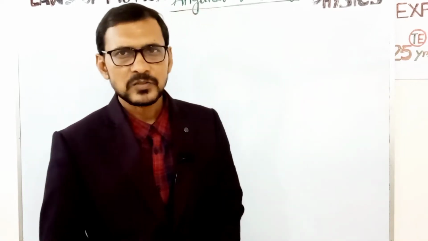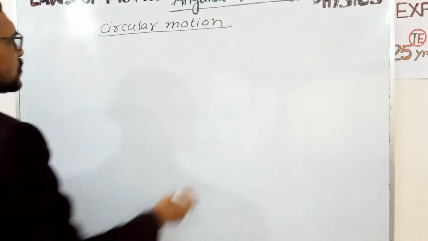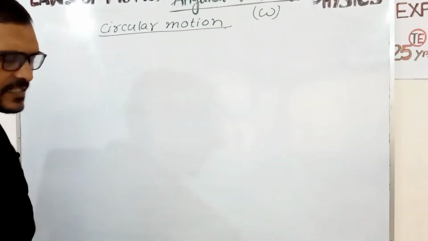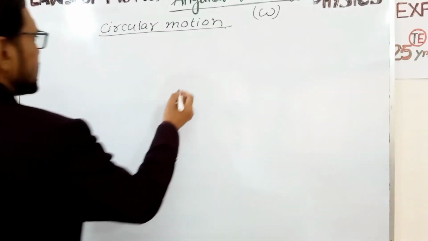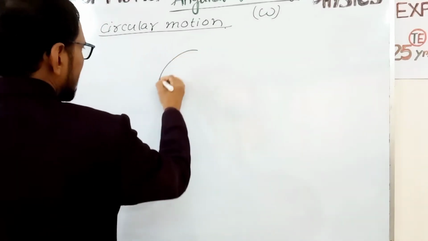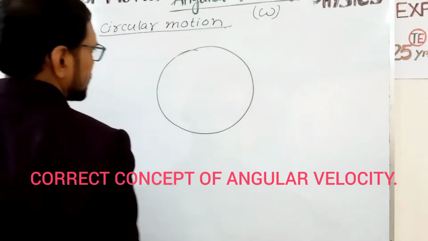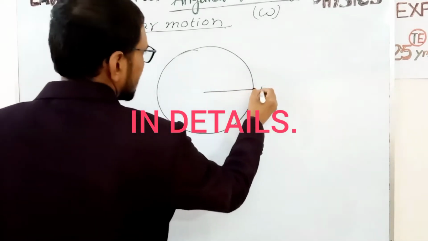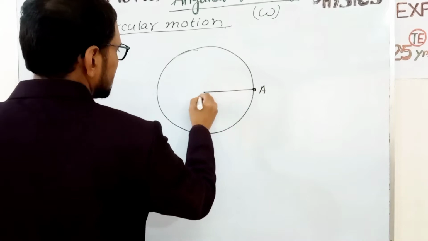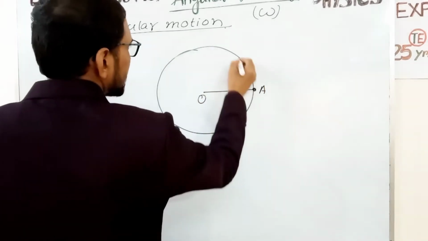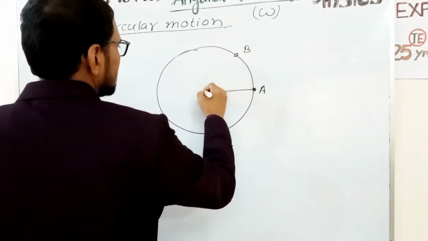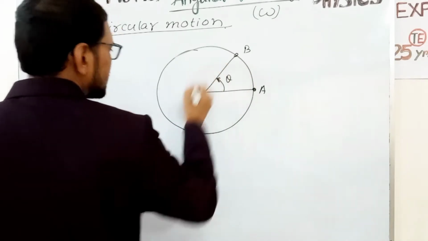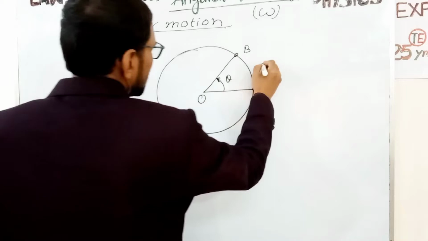Today's class is about angular velocity. What is angular velocity? I will define angular velocity in detail. Suppose a body rotates in a circular path. Suppose the particle is here, this is the center of the circle, and it makes an angle theta at the center in time t.